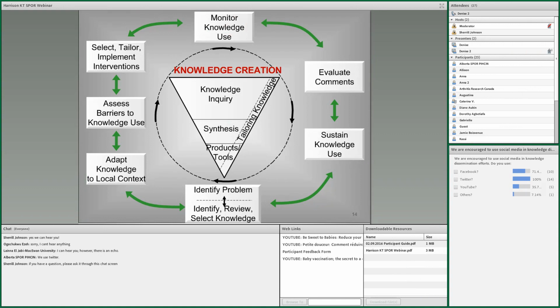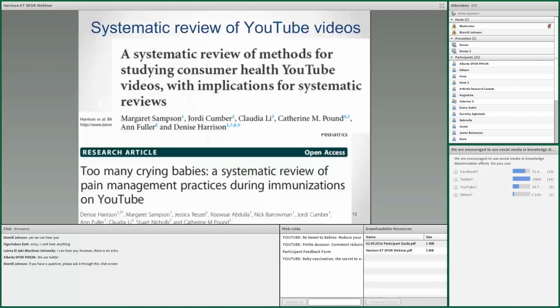So this research is framed by the knowledge to action cycle, which I'm showing you here. This is a cycle that's actually been endorsed by CIHR and developed by Ian Graham and colleagues. If we look at the knowledge creation triangle in the middle, we go from knowledge inquiry, so your randomized controlled trial type studies, down to synthesis in terms of systematic reviews, and then down to products. I'm just going to talk to you about systematic reviews in the field of using YouTube.